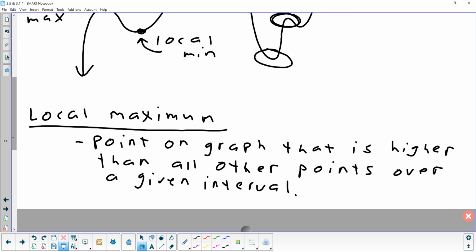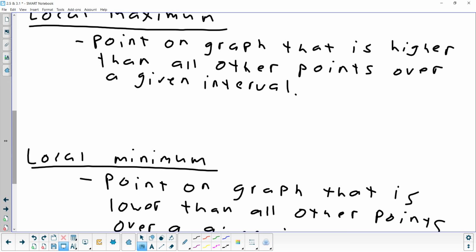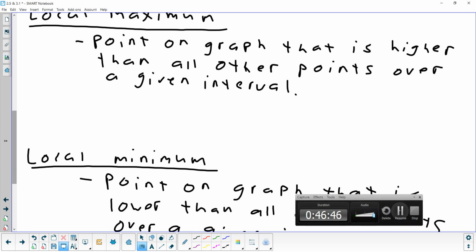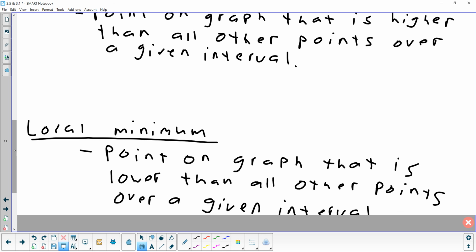Okay, so a local maximum is a point on the graph that is basically higher than everything around it. And a local minimum is a point on the graph that is lower than everything else around it. So a local minimum is a point on a graph that is lower than all other points around it in a certain area.